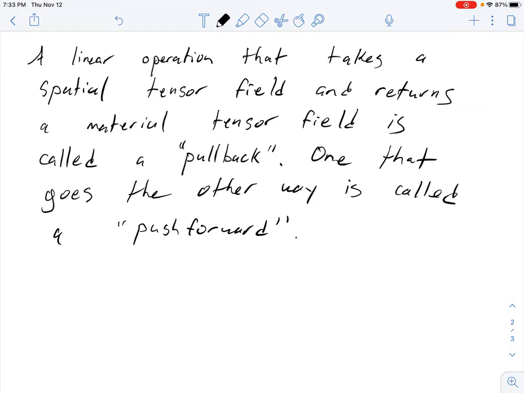All right, so because this is a linear operation that is taking a spatial tensor field and returning a material tensor field, we would call it, in LaTeX, this fancy blackboard P of G, a pullback of G. So there's really only four pullbacks that are worth talking about. They're all constructed from the deformation gradient F. So we're going to make all four of them. And two of them are going to be used pretty often, and the other two are going to be used less often.